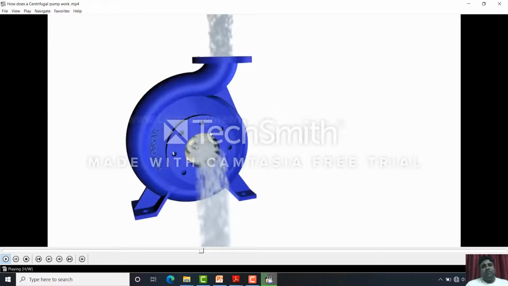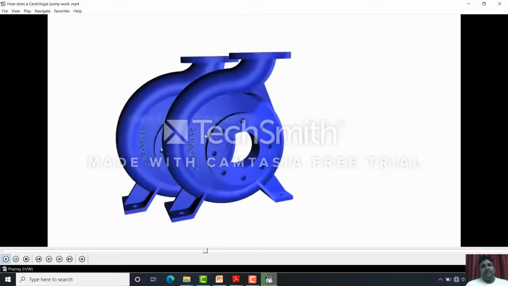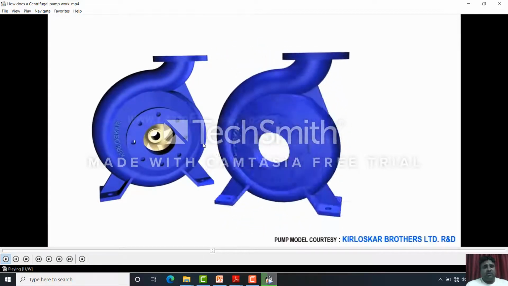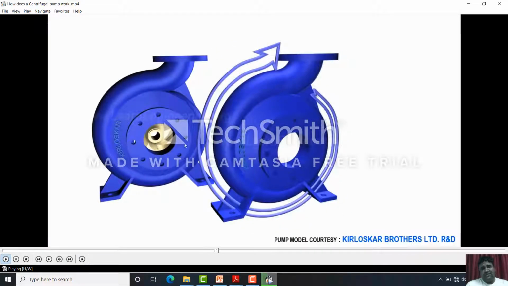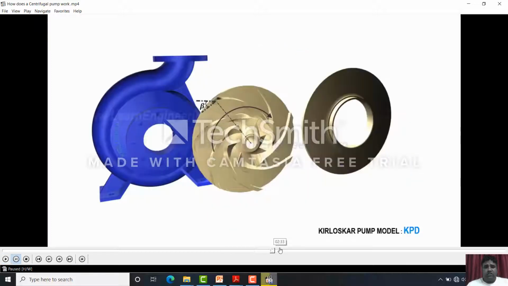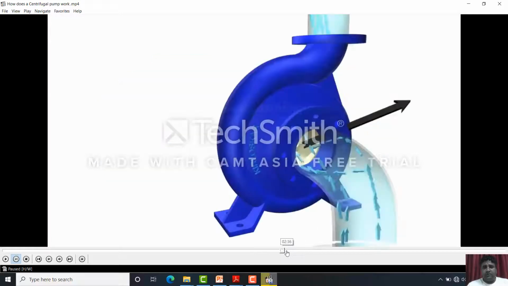So the working principle is that centrifugal pumps have a rotating blade imparting a centrifugal force, and due to this centrifugal force the flow and pressure has increased, and this centrifugal force will help in transporting newly added water. So this is about the centrifugal force.